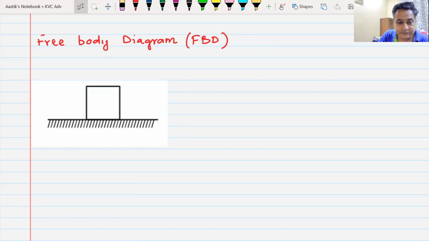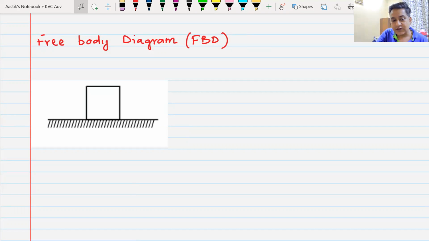Very simple. Remember, drawing a free body diagram is like solving 95% of the question. If you draw the correct free body diagram, because with a wrong free body diagram, you will not go anywhere. You will just land up in trouble. So you have to draw a correct free body diagram. The more you practice these free body diagrams, the better you would be in solving any questions. So what matters is that you draw a correct free body diagram.